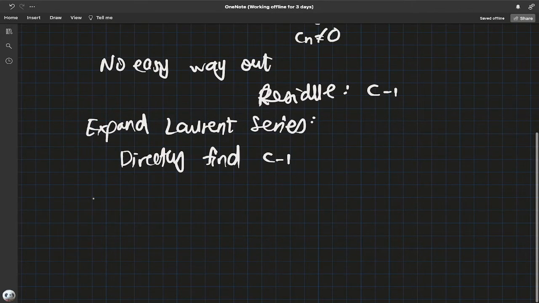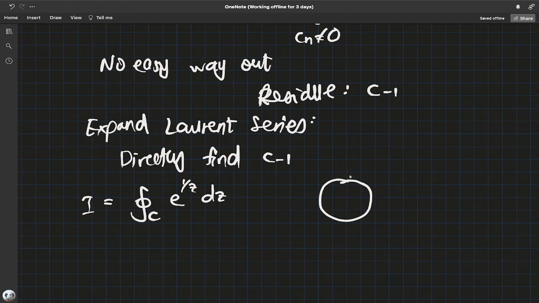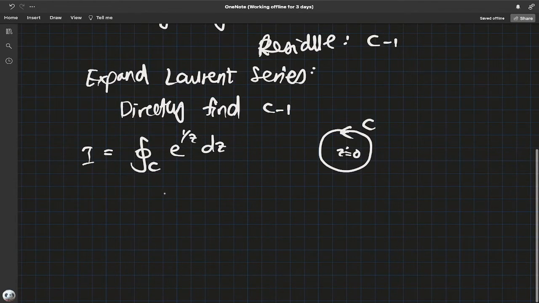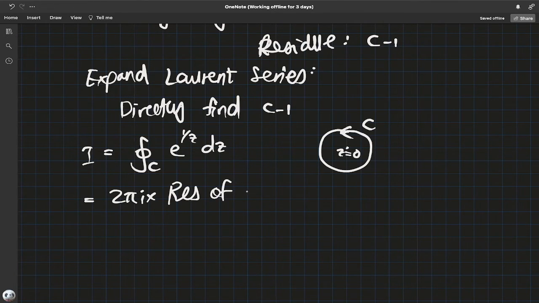So assuming you have something like this integral of e raised to 1 over z dz, where the contour of integration is a circle enclosing the origin, which was the essential singularity point. The answer is going to be 2 pi i, because we discussed this, times the residue at z equals 0, which is an essential singularity.